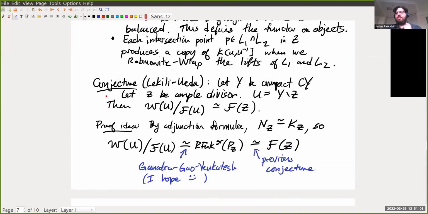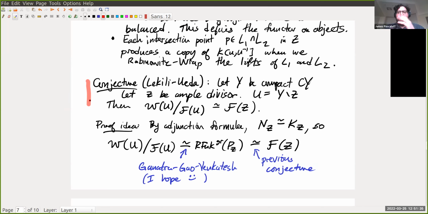Okay, by the way, this relates to a recent conjecture of Lakili and Ueda, which is based on a previous conjecture, I believe, of Denis Yaru. But here it is, their conjecture. This is their conjecture, not mine. It says, take a compact Calabi-Yau of any dimension, why not? Let Z be an ample divisor and look at the complement. Then the wrapped Fukaya category of U modulo the compact Fukaya category of U is equivalent to the Fukaya category of the divisor, Z.